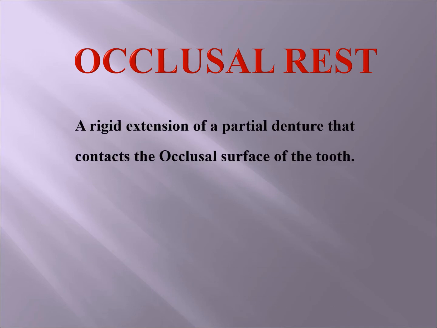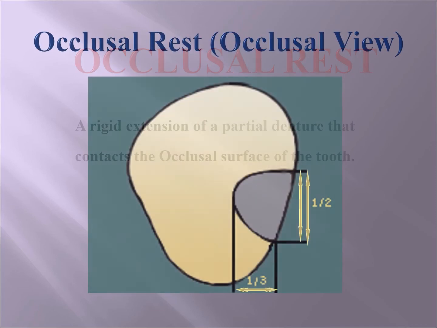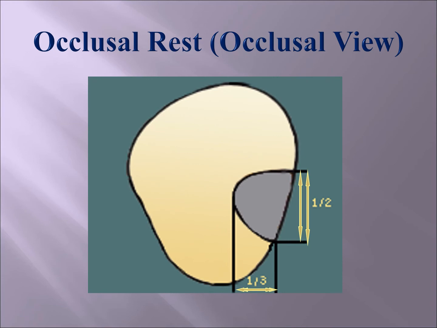Now, let's see how occlusal rest seats are prepared. Now, an occlusal rest is a rigid extension of a partial denture that contacts the occlusal surface of the tooth. So it's basically on a premolar or molar tooth. These are the dimensions. If we take the top occlusal view, it goes half of the distance buccolingually and 1/3 of the distance mesiodistally, 1/3 of a premolar, and 1/4 of a molar, because the molar is bigger basically. And it's a rounded triangle with the base towards the marginal ridge and the apex towards the center of the tooth.